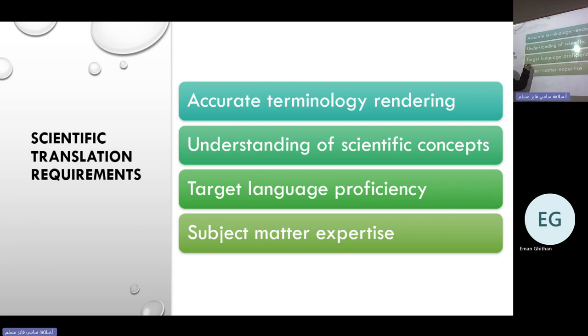Why? Because, if you remember from the previous unit, we also have something that we call the use of old Arabic words for new concepts, right? So we need to be very well engaged in our target language. We need to know the vocabulary and the terminologies in our native language in order to translate into the target language. Okay? Subject matter expertise.